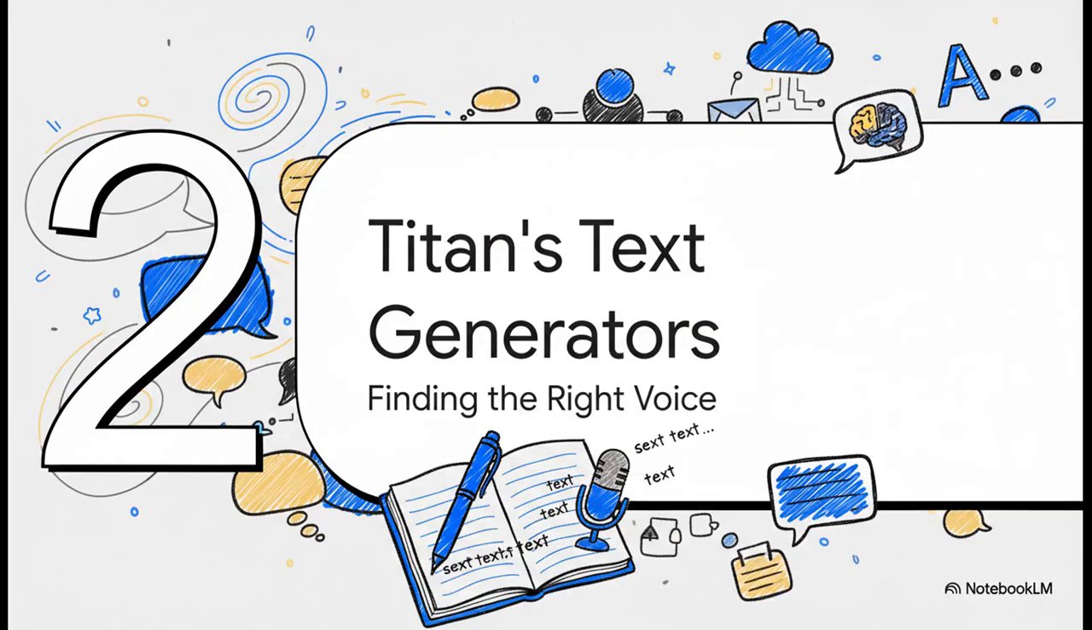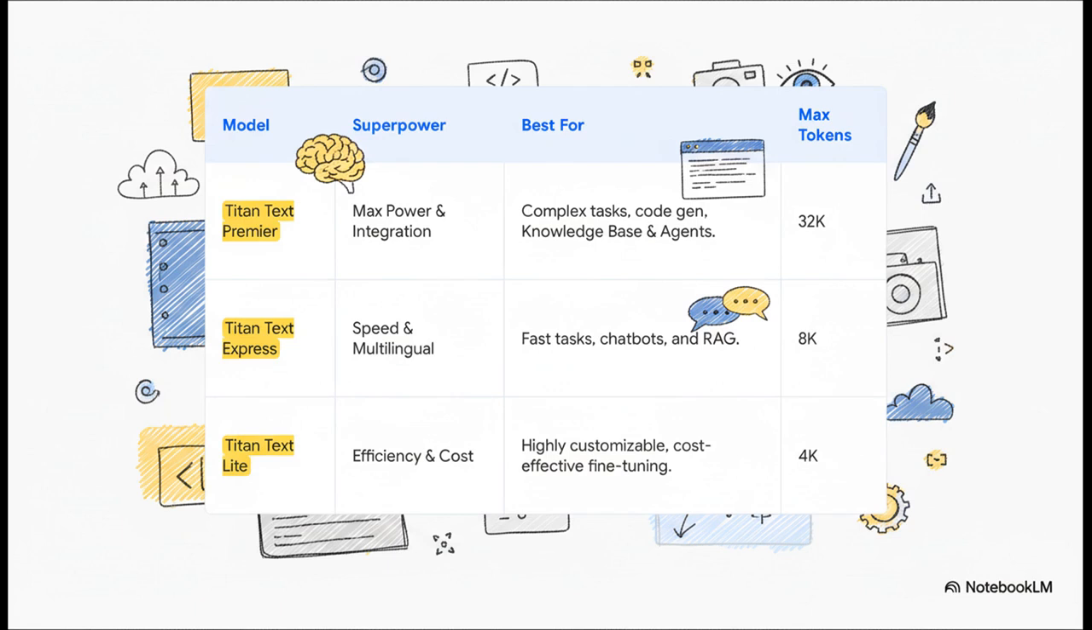Okay, first up in our toolbox tour, the text generators. Let's pop the hood on the models that are designed to really master language. So Titan lays it all out for you, giving you a really clear choice depending on what you need. It's that classic triangle of power, speed, and cost, right? If you've got massive, complex enterprise jobs, you're going to want Text Premier. Now, for things like fast, multilingual chatbots, especially ones using what's called Retrieval Augmented Generation, or RAG, to pull in fresh data, Text Express is your go-to. And then, for those super cost-effective, highly customizable tasks like, say, turning out marketing copy, Text Lite is absolutely the perfect fit.